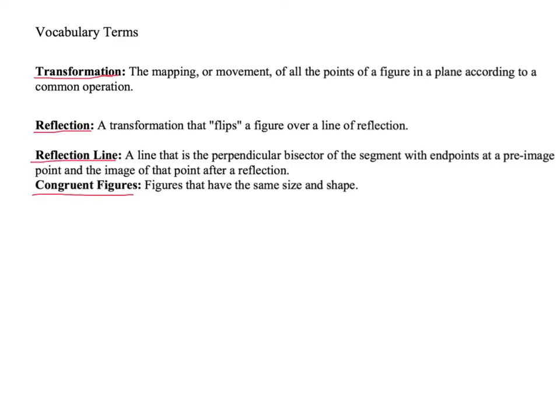Here are our vocabulary terms for this lesson. We have a transformation, which is the mapping or movement of all the points of a figure in a plane according to a common operation. A reflection is a transformation that flips a figure over a line of reflection. A reflection line is a line that is the perpendicular bisector of the segment with endpoints at a pre-image point and the image of that point after reflection. And finally, congruent figures. These are figures that have the same size and shape.